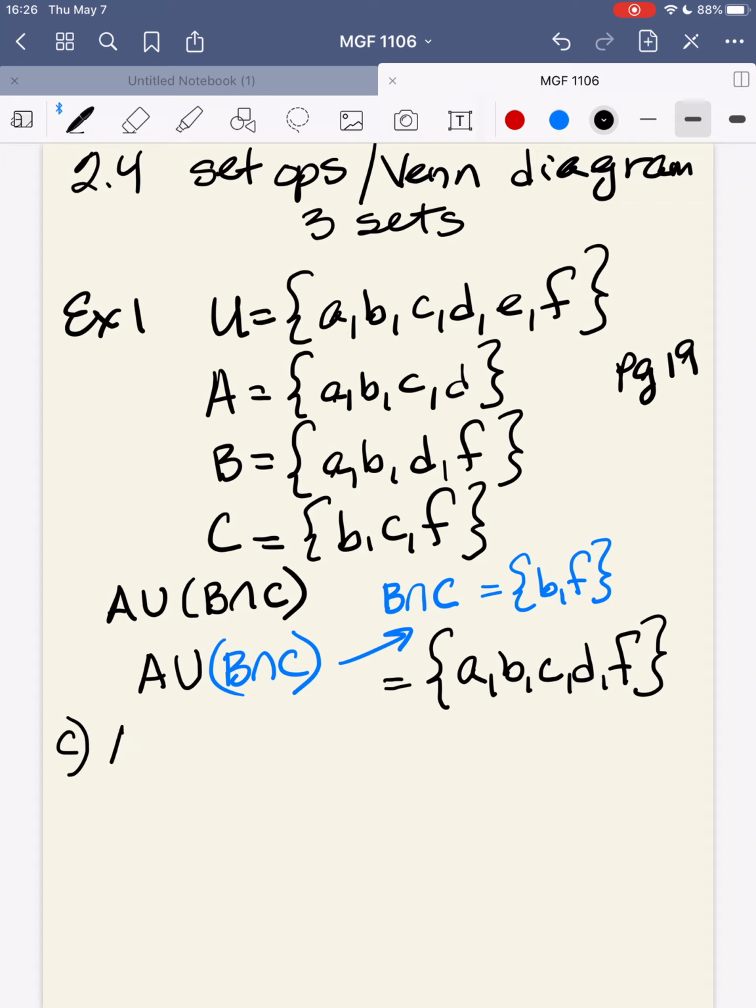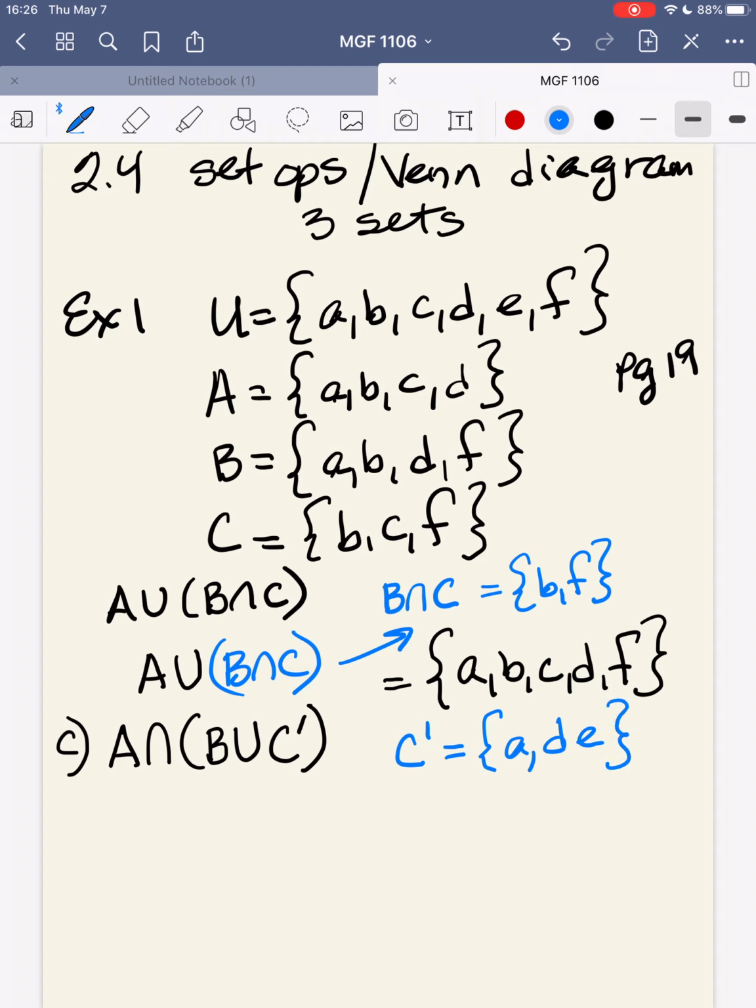Okay, so I have A intersect B union C complement, but notice the complement is on the inside on the C. So the first thing I want to do here is find my C complement. Those are all the items in the universe that are not in C. So that would be A, B is in C, C is in C, D, and E. So start there first.